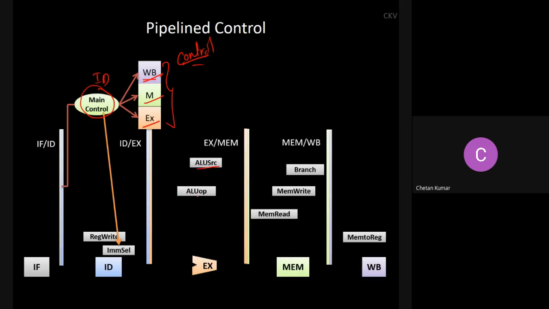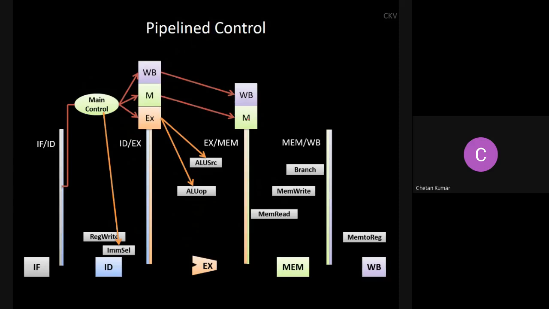There are two signals which are required in the EX stage, that is your ALU source and your ALU operation bits that we had decided. Those will get used up here. Now, what should I send for the next stage? Should I send all this information or should I send only some signals? Which signals should I send for the next stage, that is your memory stage? You have to send only the control signals which are required for memory and write back.